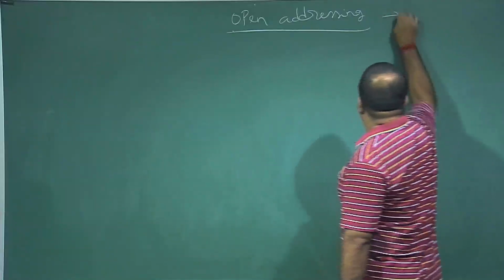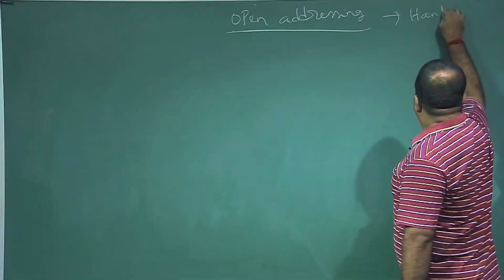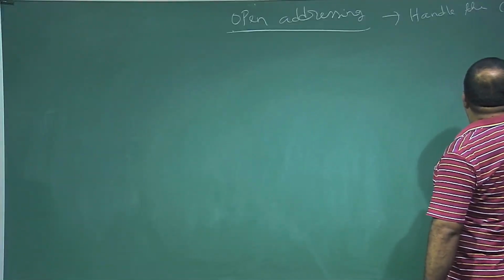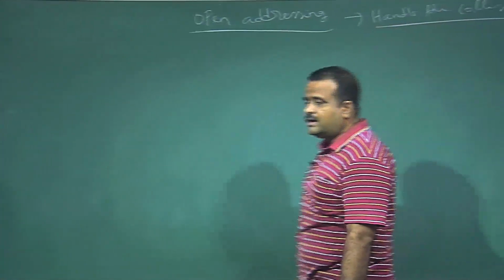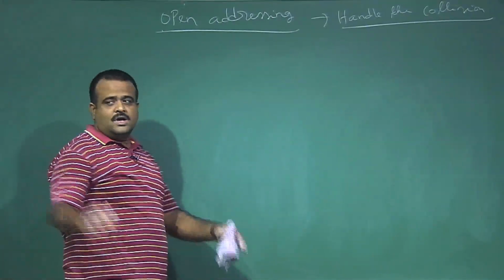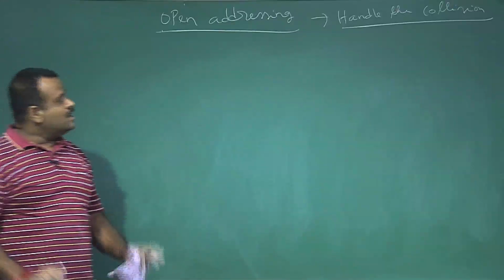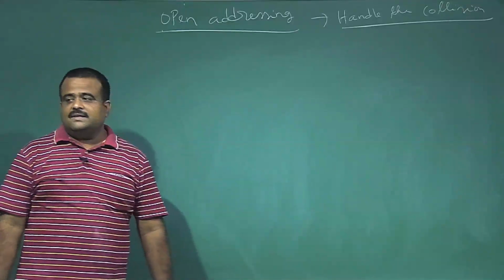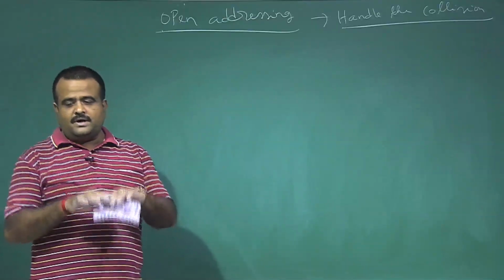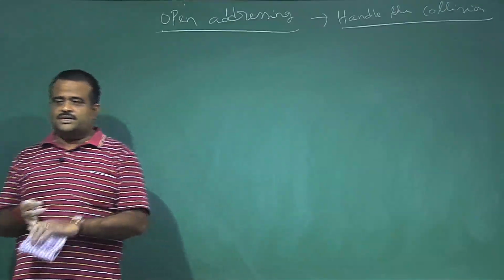Open addressing is used to handle collisions. We cannot say there will be no collision in the hash function. Collisions will occur because the domain size is bigger. One way of handling collisions is the chaining method, but in chaining we need to have a chain outside the table, so extra storage is required.